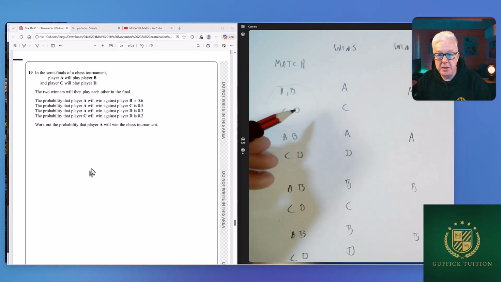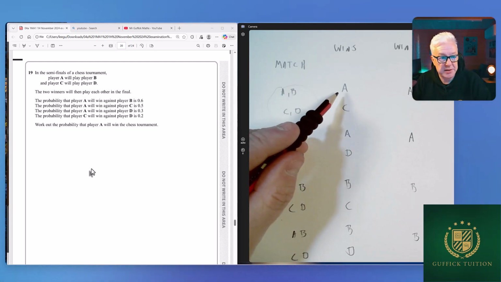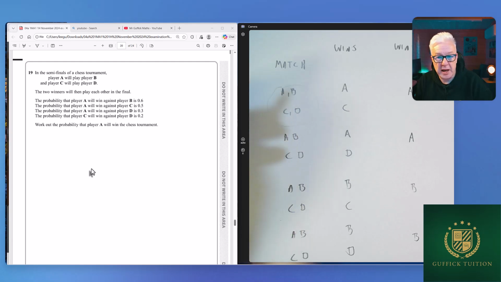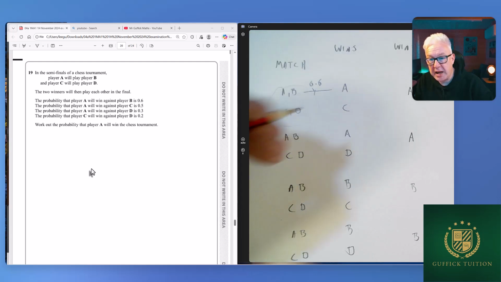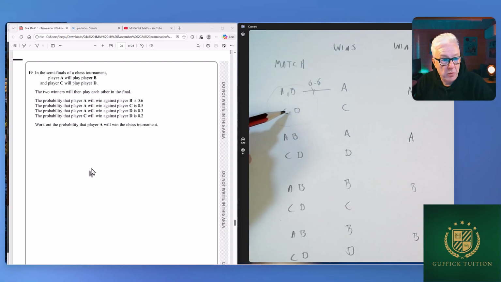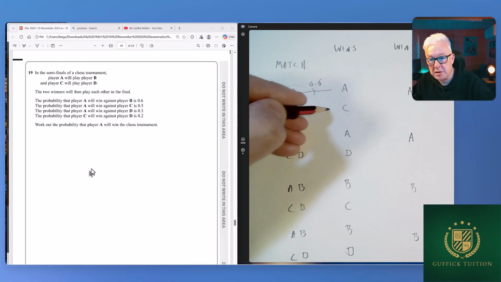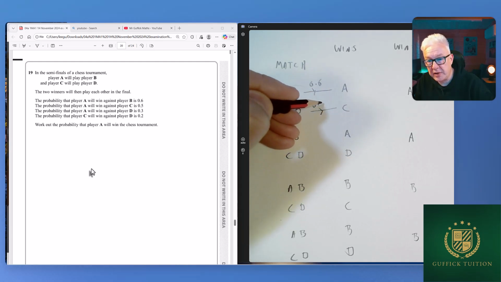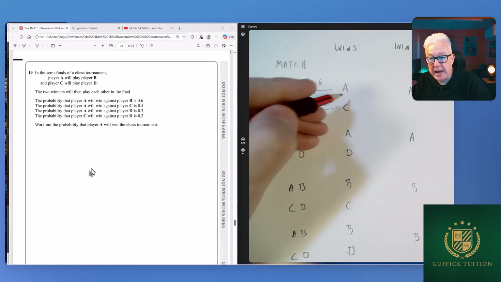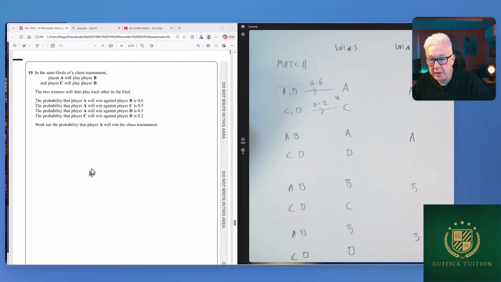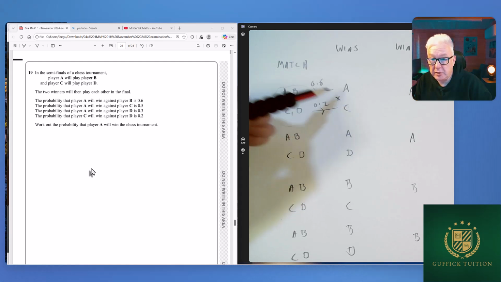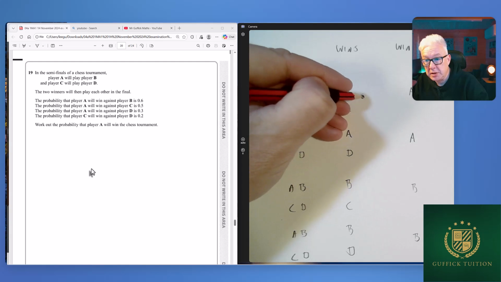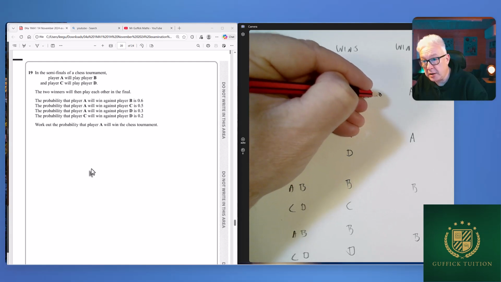Okay, so in the match of A versus B, A has to win. And the probability that A will win against player B is 0.6. So there's a 0.6 probability of A getting there. Now, when player C and D play each other, the probability that C will win is 0.2. So for C to go in the final, the probability of that is 0.2. Now we've got AND here, which means we need to multiply them. So the probability that we have A and C in the final is 0.6 times 0.2.